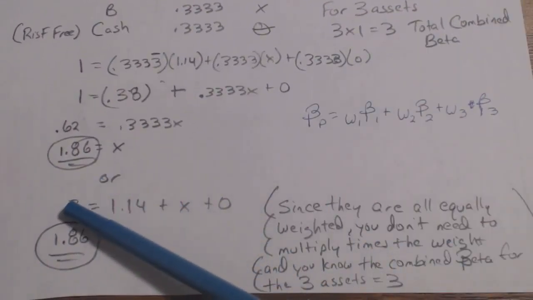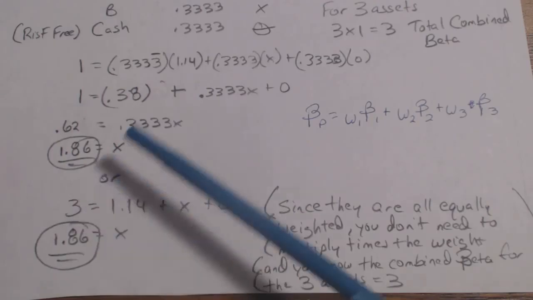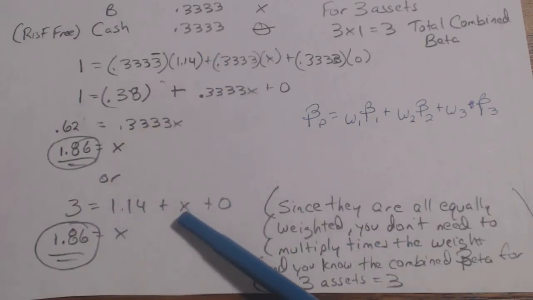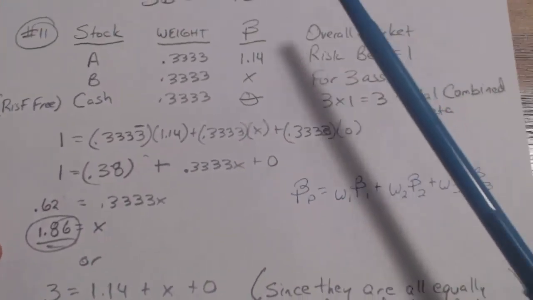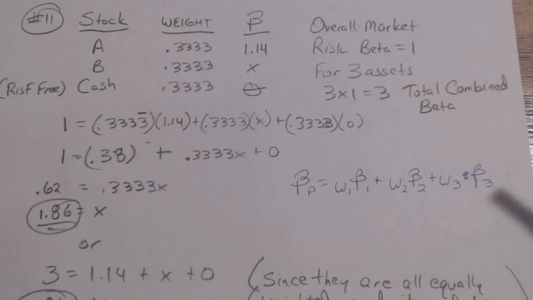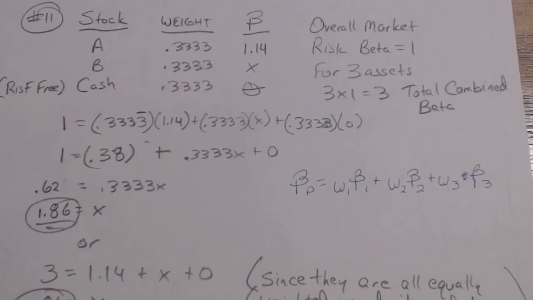Okay, and the other thing is just that you know this has to equal 3, because it's got to be 1 times 3 because it's 3 assets, and you've got 1.14 and you've got an x and 0. So that's another way of doing it too. But I would do it the weighted average way just because that's probably how it's going to be on your test. Okay, that's problem number 11 on page 81.